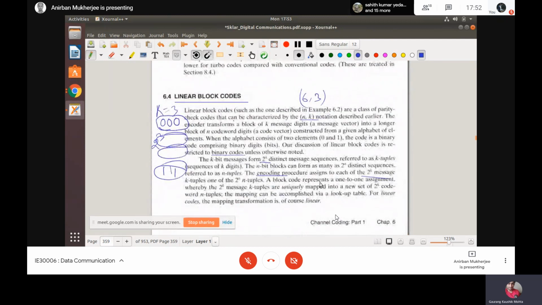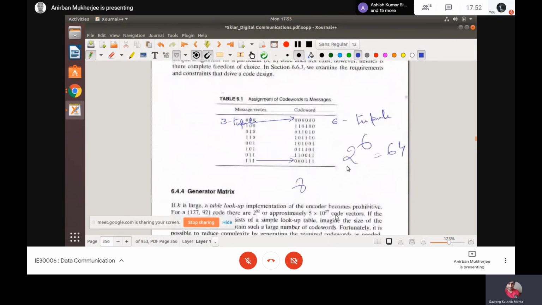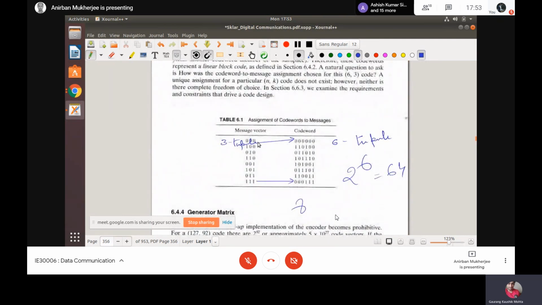So now the block code represents a one-to-one assignment where the 2 to the power k messages of k-tuples are uniquely mapped to a new set of 2 to the power k code words of n-tuples. So this linear block code will actually do the mapping. 001 will be mapped to here, 100 will be mapped to here, 101 will be mapped to here, something like that. This is called a linear block code. So this is the code word and this is the message vector.